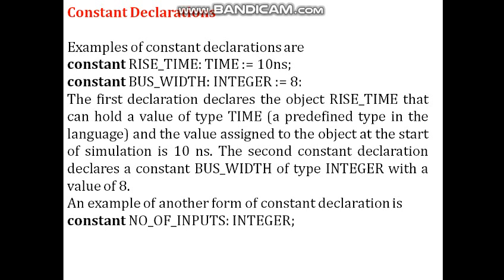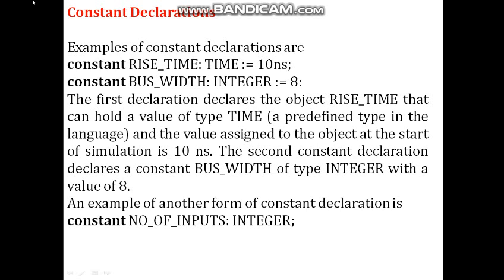We will take a simple example here. We have constant declarations: constant rise_time, given as 10 nanoseconds, and another, constant burst_width, an integer with value 8. The first declaration declares the object rise_time that can hold a value of type time, a predefined type in the language, and the value assigned to the object at the start of simulation is 10 nanoseconds. The second constant declaration declares the constant burst_width of type integer with the value 8.